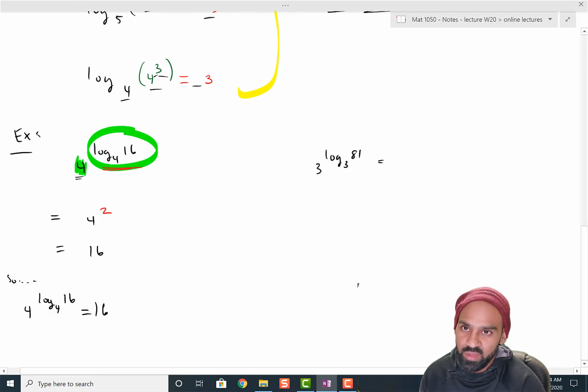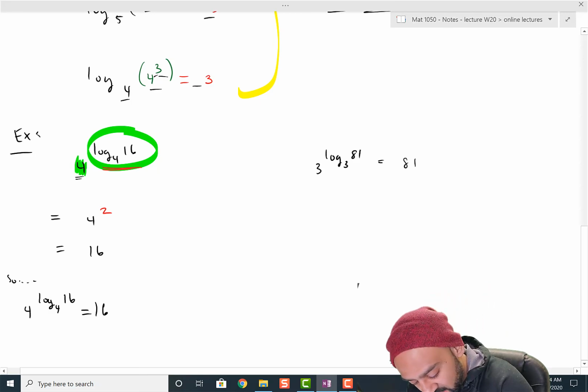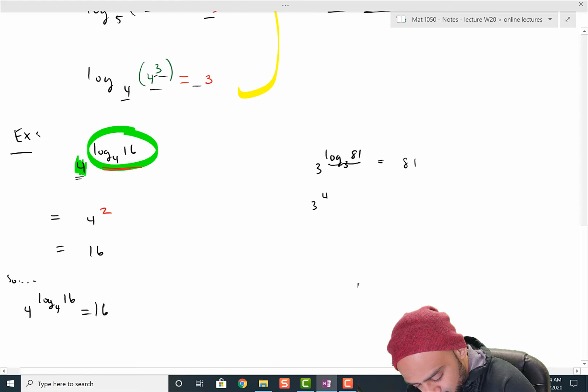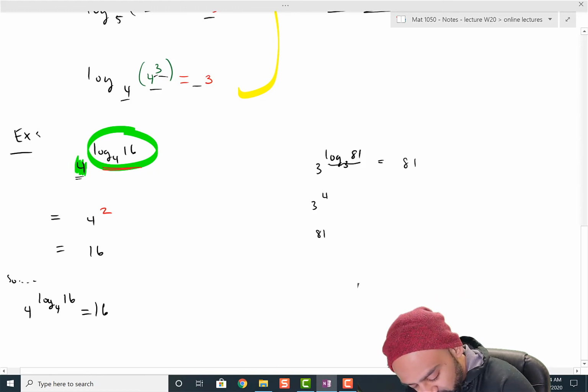So what do you guys think this guy's going to equal? Take a wild guess. If you said 81, you're absolutely right. Now let's talk about why. Well, this thing up here, when you evaluate that, gives you 4. 3 to the 4th power gives me 81. So that equals 81. So what's the moral of the story here?